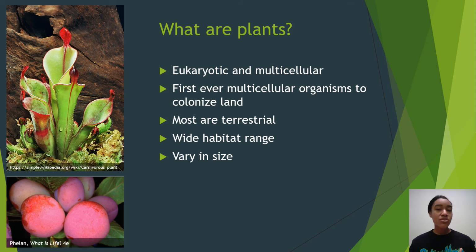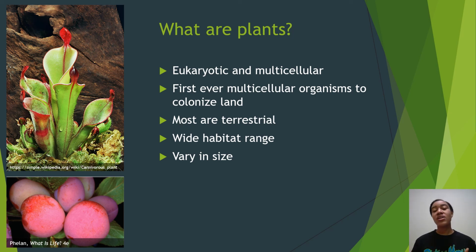Most plants are terrestrial, but some can be aquatic. They have a wide range of habitats. So, if you've ever been to the Arctic, you'll see plants there. If you've ever been to the tropics, you'll definitely see lots of plants there. And if you've ever been on the top of a mountain, there are plants there, and plants in the deserts and things like that in low terrain. So plants have a wide range of where they're located. You can find plants almost anywhere.